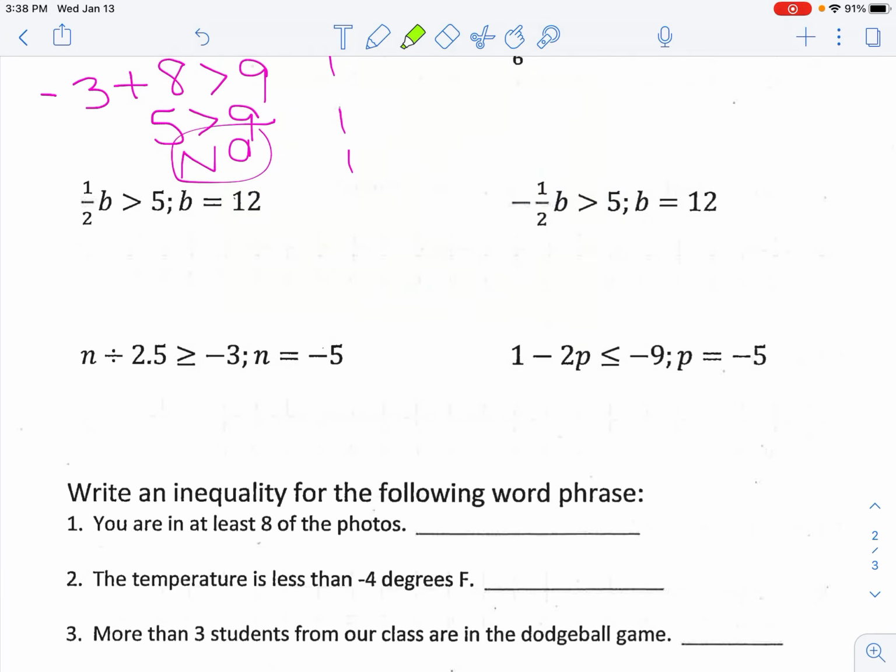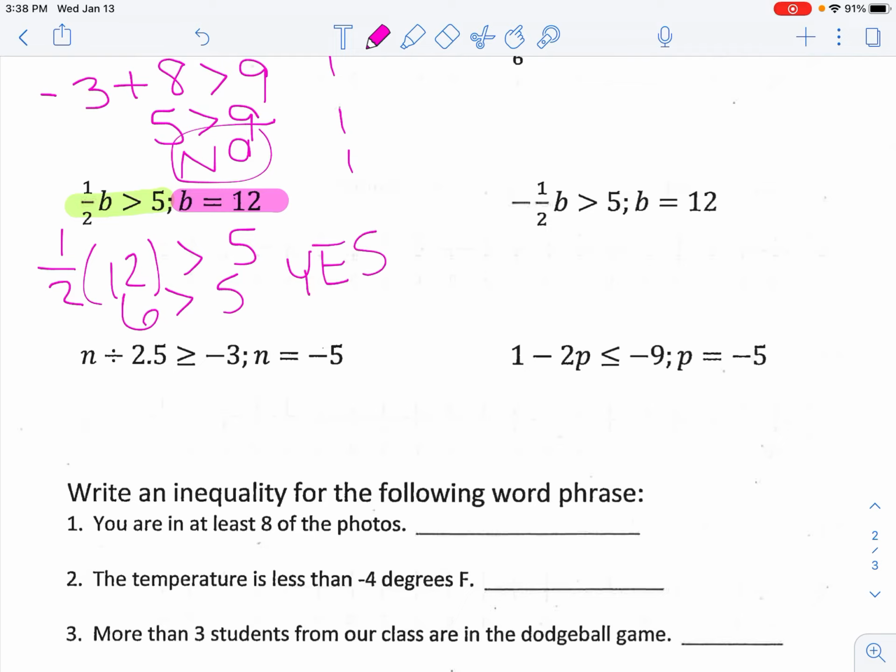Next one is 1/2 times b greater than 5 if b equals 12. Is 1/2 times 12 greater than 5? Half of 12 is 6. Is 6 greater than 5? Yes. 1 point to substitute, 1 point to solve, and 1 point for yes or no.